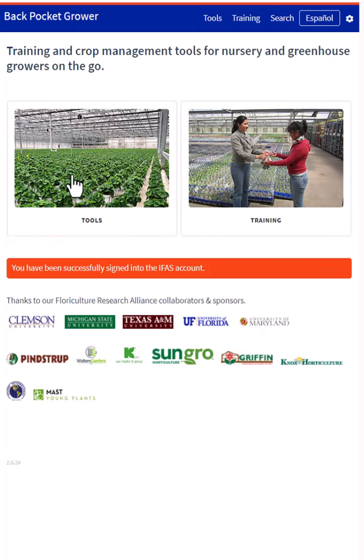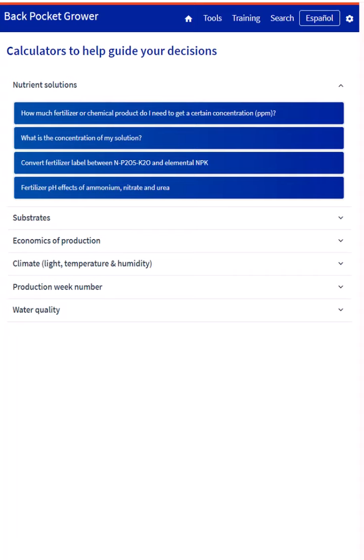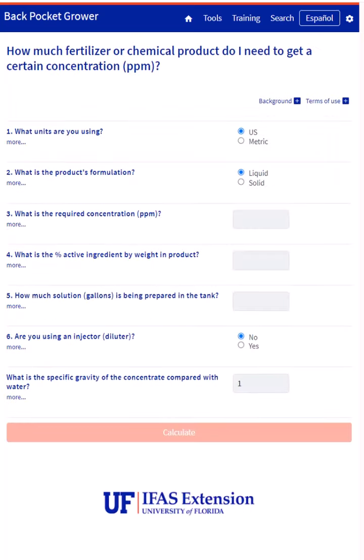We're going to look at one of the tools. So click on the tools. Then we're going to look at how much fertilizer or chemical product do I need to get a certain concentration. So this is a dilution calculator. In this example, let's use metric units.